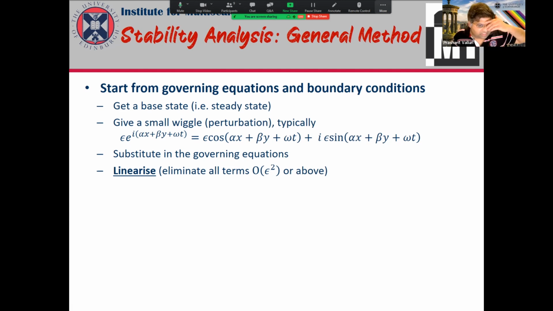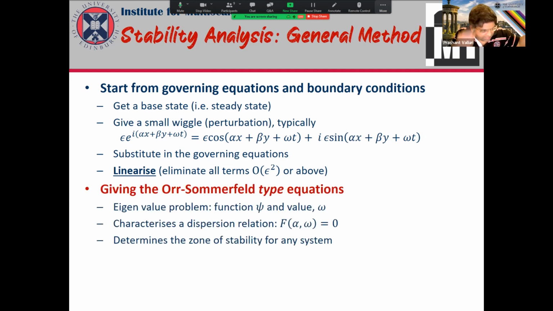We put this perturbation in. And once you put this perturbation in, we can linearize the system and we get something called Orr-Sommerfeld type equations. It's an eigenvalue problem. We solve for the system. When we solve for the system, we don't solve the flow of the system. We just are looking at the points where stability is affected, okay? It just gives you a map.